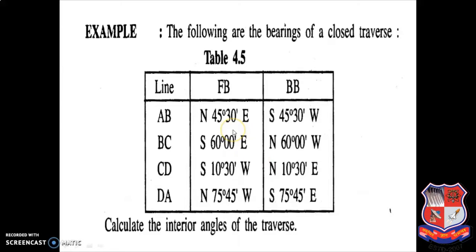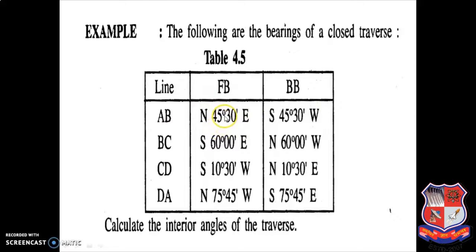Now this is the last example, because the previous 2 examples we have seen were based on the WCB system. But suppose your example is based on the quadrantal bearing system type of reading. So how will you do the calculation? So you can see the following are the bearings of a closed traverse. Lines are given, fore bearing and back bearing are given here. You can see here readings are given in a quadrantal bearing system.